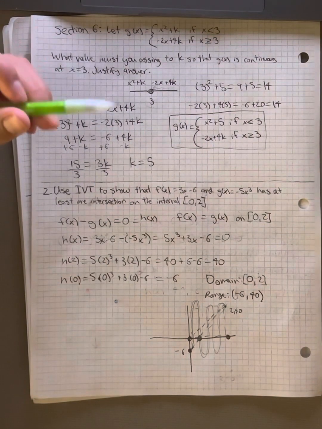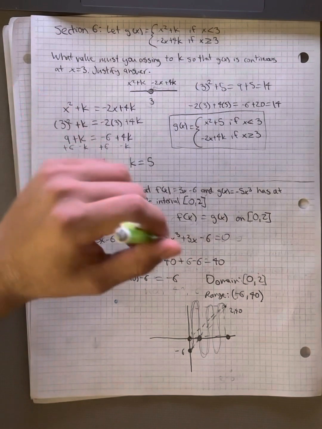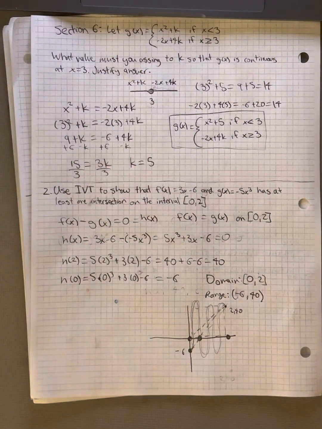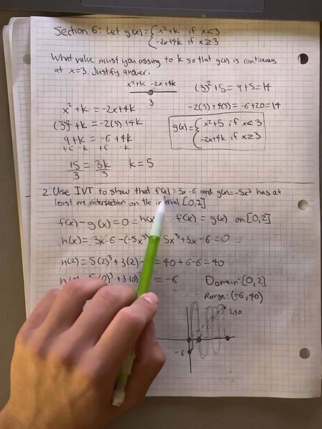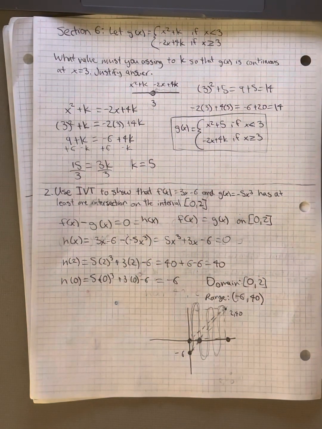So, because we know that h of x passes 0 at some point, we know that the functions f of x and g of x will intersect at least once throughout this interval.